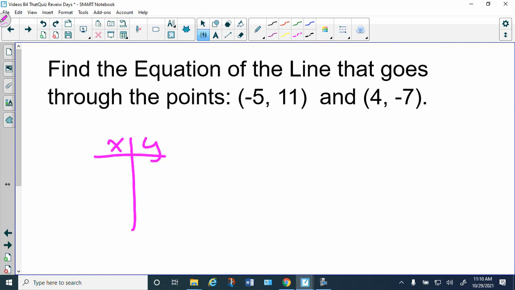Go ahead and pause and write down. You can just say, find the line that goes through these points, and write down the points. Go ahead and pause it and write down the problem. Okay, so when I see this point, I know I can represent that same point using a table this way. So when I see negative 5, 11 in a table, it's exactly the same as when I see it in a coordinate point. It's just a different representation of the same thing. Same thing, this point, I can represent it like this.